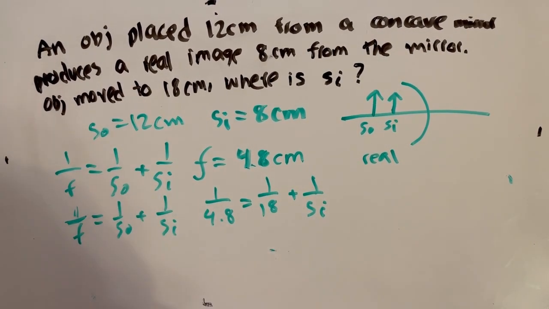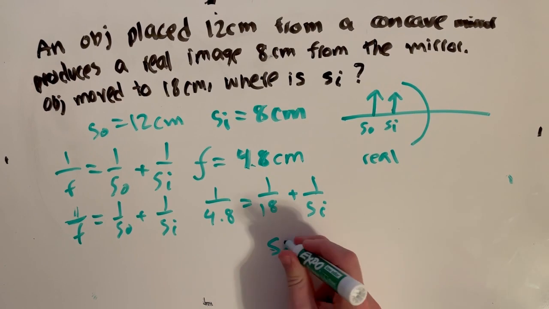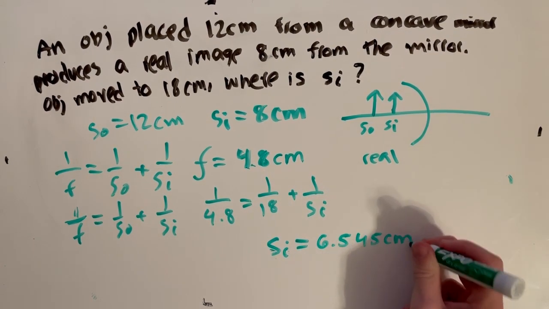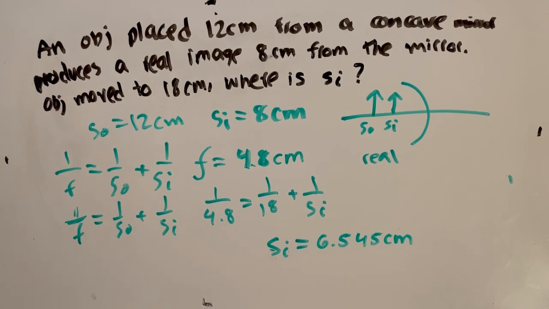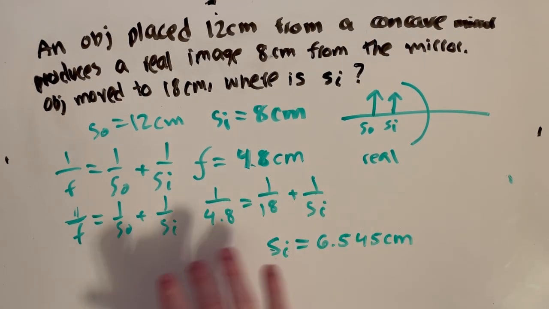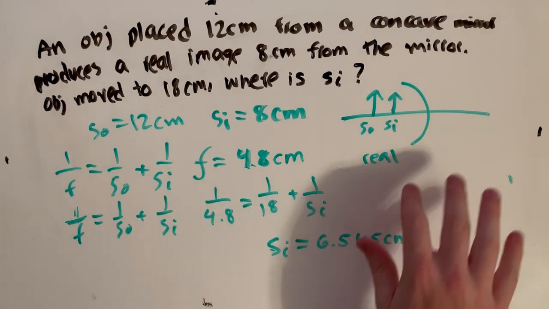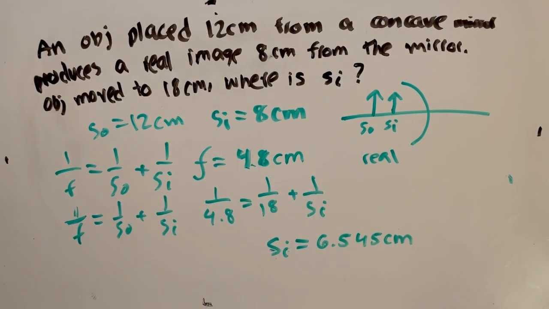So I plug this in my calculator, and this is going to come out as our image distance equals 6.545 centimeters. So this is how we solve this type of problem. The biggest takeaway is that our focal length does not change. It is the same for the mirror because the focal length is radius divided by 2, and if the mirror does not change, the focal length does not change.